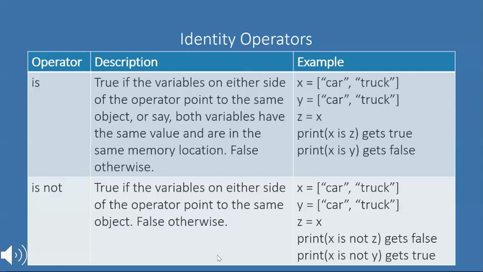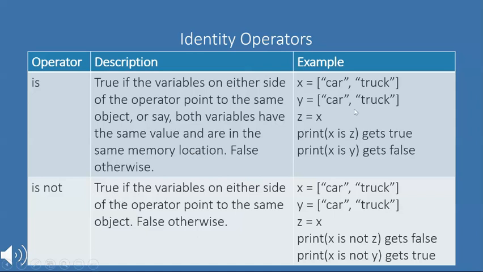This table lists the identity operators in Python. Identity operators include is and is not. The operator is is true if the variables on either side of the operator point to the same object, or say both variables have the same value and are in the same memory location. It is false otherwise.